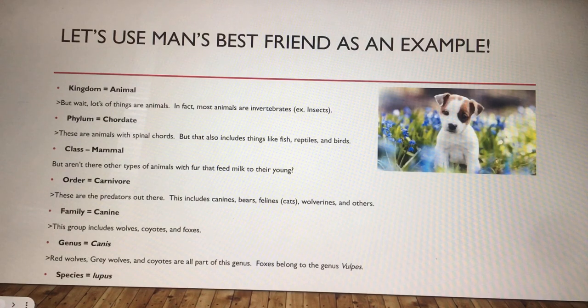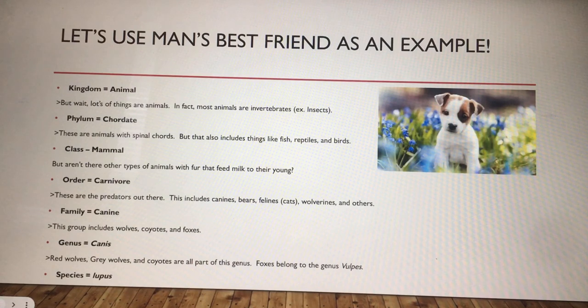You have the canines, the dogs, wolves, and so forth, bears, the ursids, and felines, which are your cats, and wolverines, and a few others. So we can kind of eliminate that. We're not talking about cats and bears and such. We're talking about canines, dogs. So that's our family. But under that family name, see, we're getting more and more specific, right? So under that family name, you've got wolves, coyotes, and foxes, and a couple of others.